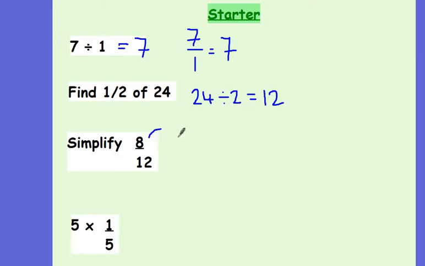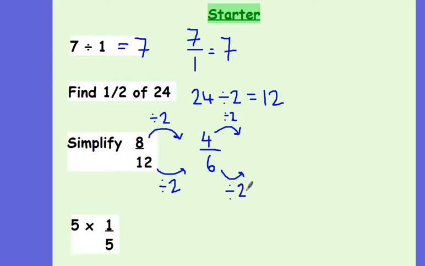To simplify 8 over 12, the first thing I'm going to do is divide top and bottom by 2. Always a good first bet. That gives me 4 over 6. 2 goes into both 4 and 6, so I can do it again. Dividing top and bottom by 2 gives me what, Jasper? 2/3, very wise.